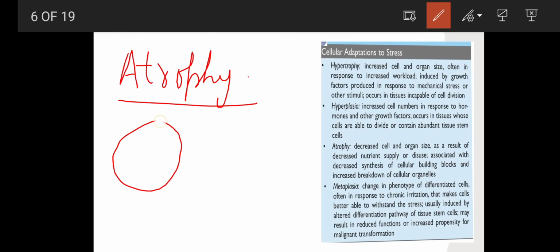Now further on, what happens in atrophy? This is a tissue having different types of cells. In atrophy, the number of cells gets reduced. We call this atrophy.